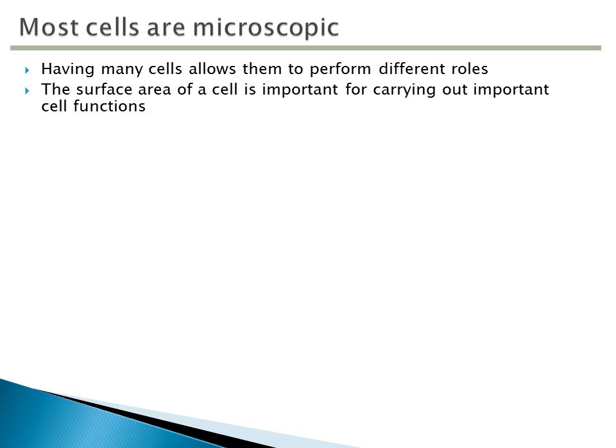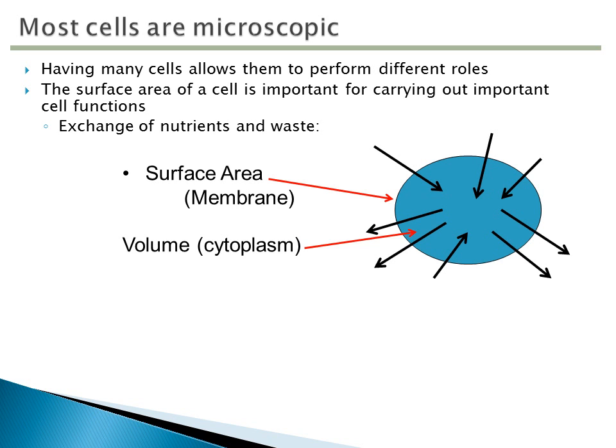The reason that we're going to focus on is this surface area to volume ratio. So the surface area is that plasma membrane, the surface of a spherical cell. It's important for carrying out functions. Primarily, this is where exchange of nutrients and waste occurs. All the nutrients a cell needs to acquire and all the waste it needs to get rid of has to cross that plasma membrane or cross the surface.